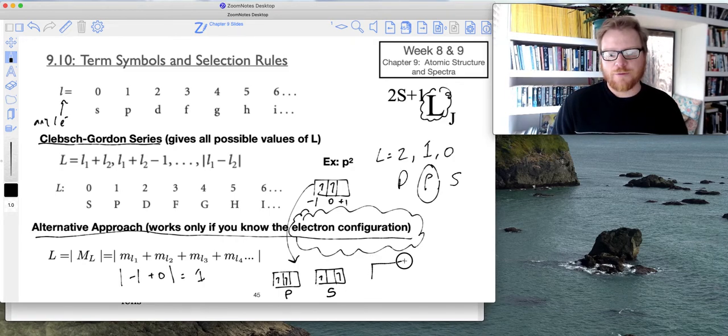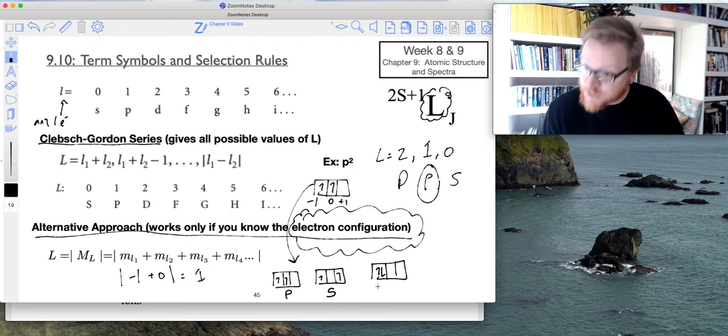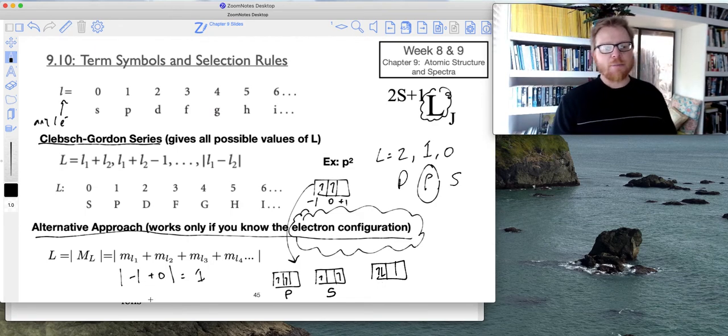And so then our final possibility would be given by forcing these both to pair up. So then both would be -1, right? -1 plus -1 is -2. And the absolute value of -2 is 2. So that would be our D term.